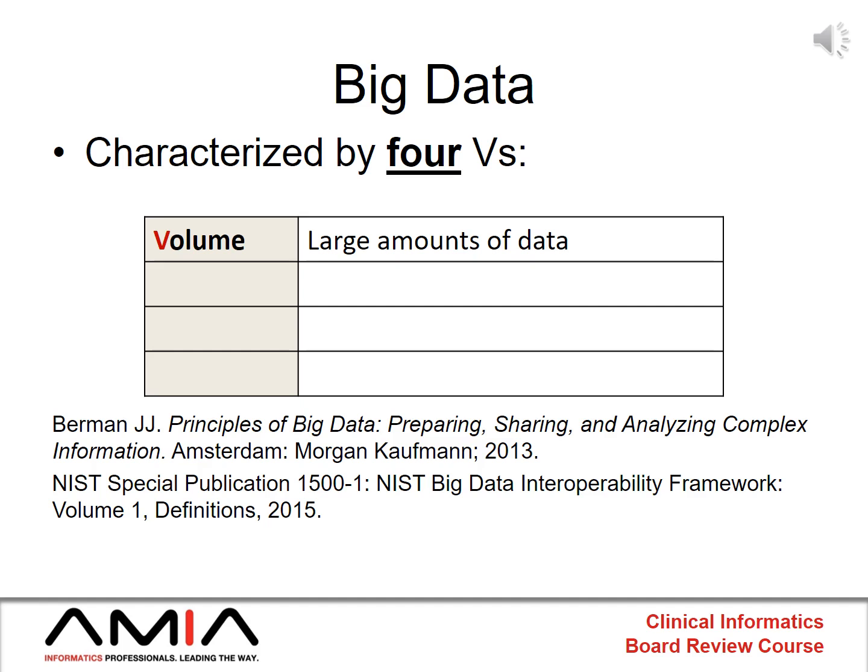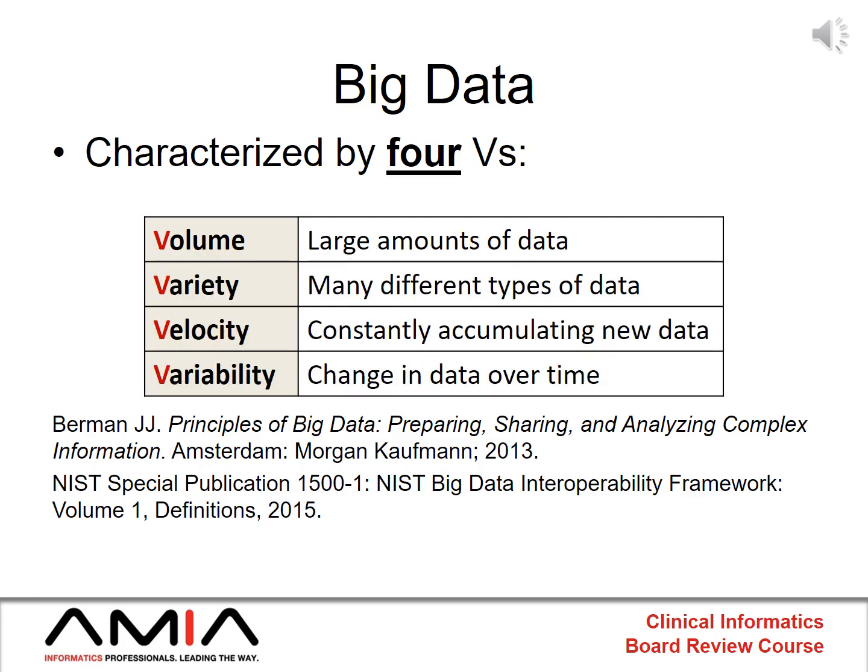When most people talk about big data, they are simply thinking of volume. However, volume is only one aspect of big data. In the NIST definition of big data, there are 4 Vs: volume, variety, velocity, and variability. Volume obviously means large amounts of data, where variety means many different types of data. This means that your big data resource may contain audio files, text blobs, discrete numeric data, and images. Velocity means that the big data resource is constantly accumulating new data, and variability means that the data itself can change over time.